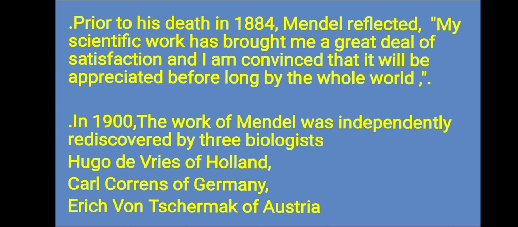In 1900, the work of Mendel was independently rediscovered by three biologists: Hugo de Vries of Holland, Carl Correns of Germany, and Erich von Tschermak of Austria. This is also an important point for CSIR NET life sciences: name the scientists who rediscovered the work of Mendel. They rediscovered it in 1900, but independently.